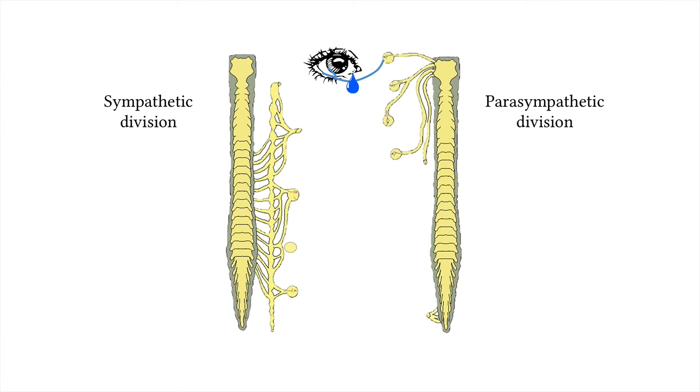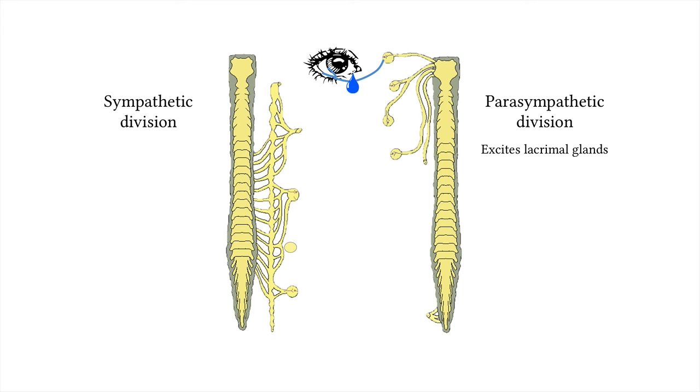When you cry, your glands are just making more moisture than can drain away. Well, the lacrimal glands are controlled by only the parasympathetic division. Because the sympathetic division has neurons that go all over the body, there are lots of functions that this division controls that the parasympathetic division does not.